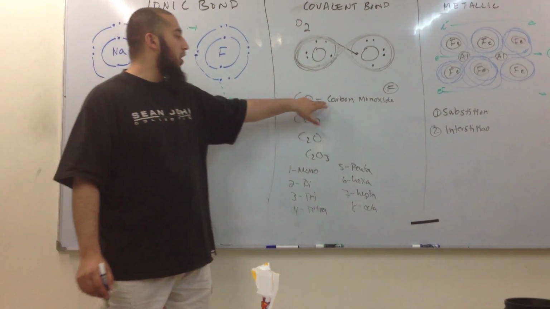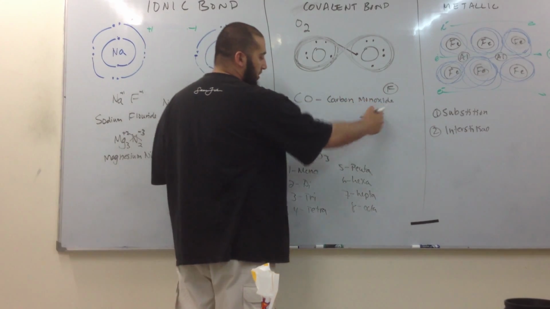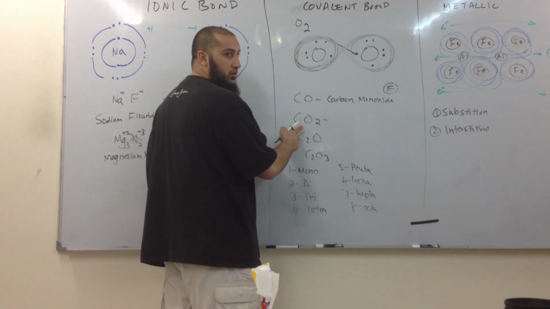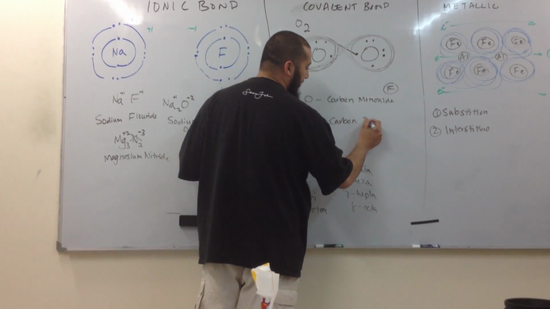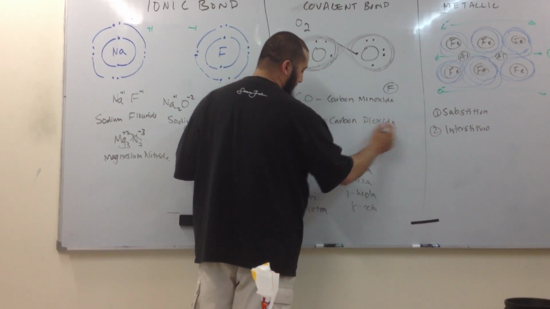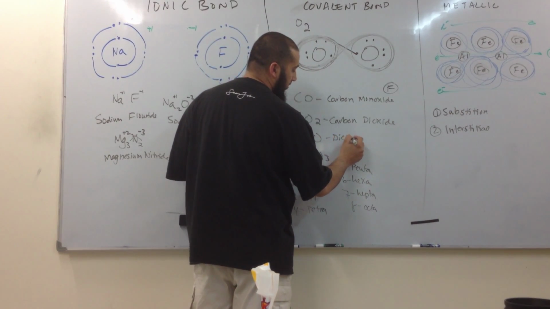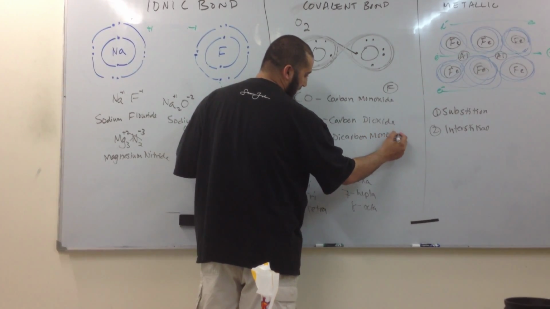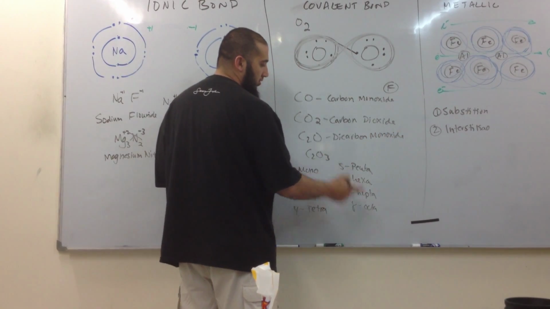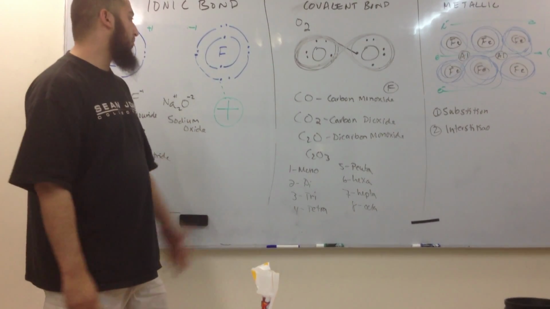Now, when the first one is 1, you don't need to mention it. But if the second one is 1, you need to mention it. So how do you say this one? Carbon dioxide. And how do you say this one? Dicarbon monoxide. And how would you say this one? Dicarbon trioxide. Easy? Yeah. That's pretty simple.